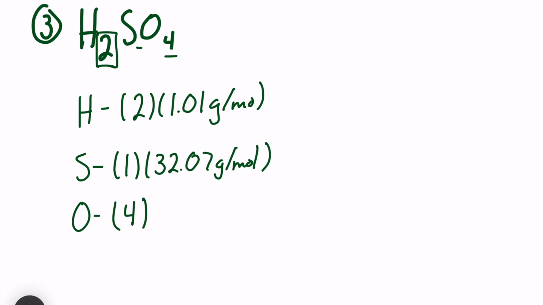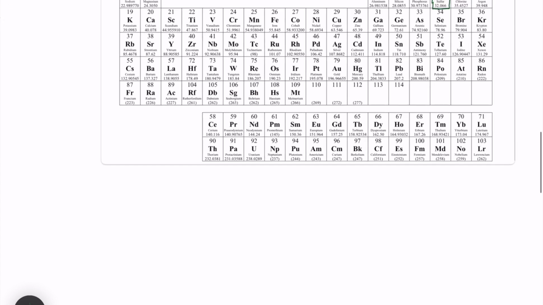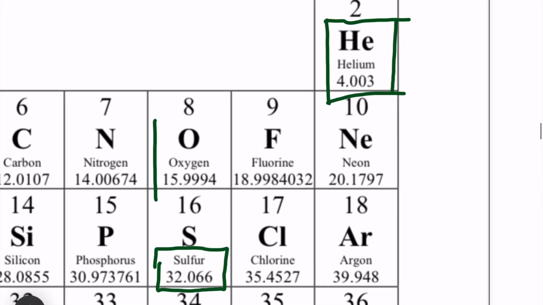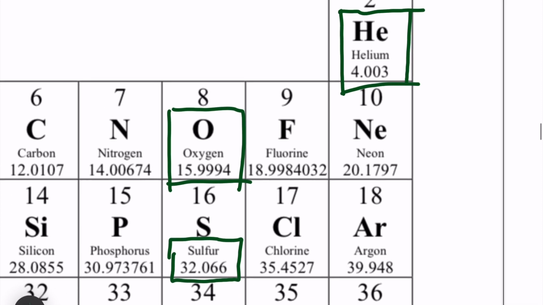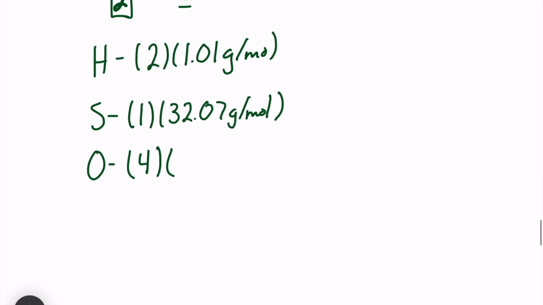grams per mole. And finally, we have oxygen, and there are 4 oxygen atoms in this molecule. So let's head on over to the periodic table, find oxygen's molar mass, and we can see here it is 16.00. We're just going to keep those 2 decimal places. So we'll write down 16.00. So 4 multiplied by 16.00 grams per mole. Perfect.